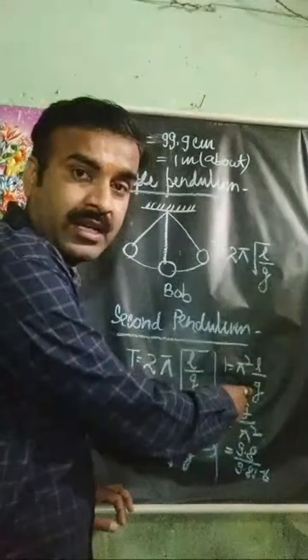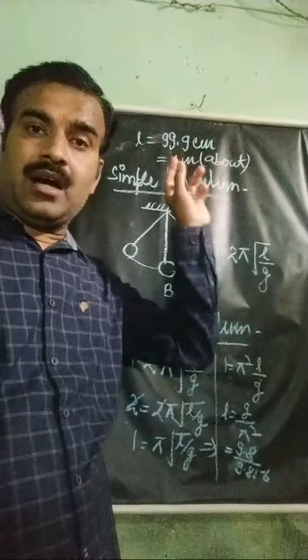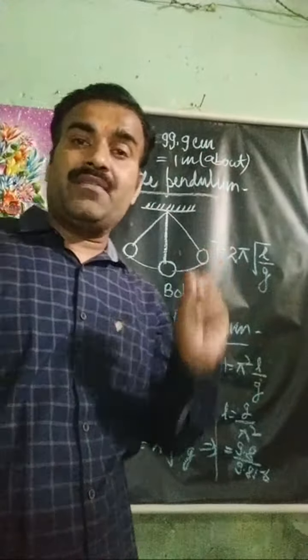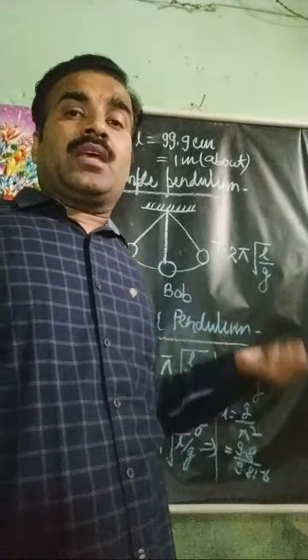So once you calculate the length of the second pendulum, what will we get? L equals 99.9 centimeter, or about 1 meter. That means if we want to calculate the length of the second pendulum, on the basis of the formula that we have already explained in the previous class, T equals 2π under root L by g, easily we can calculate the length of the second pendulum. By this method you can calculate the length of the second pendulum.